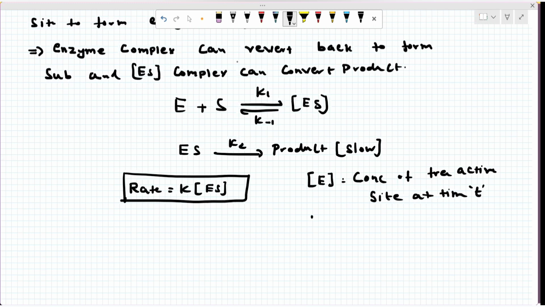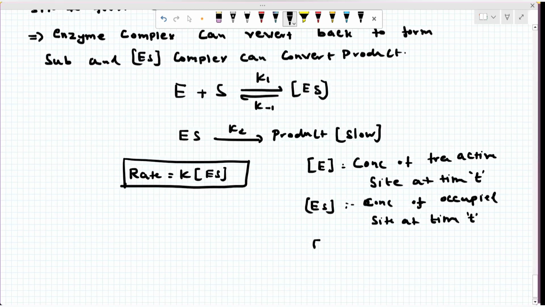What is ES? The meaning of it: that is the concentration of occupied sites at time t. Now, what is E naught? We know, right? E naught is nothing but the initial concentration of free active site.